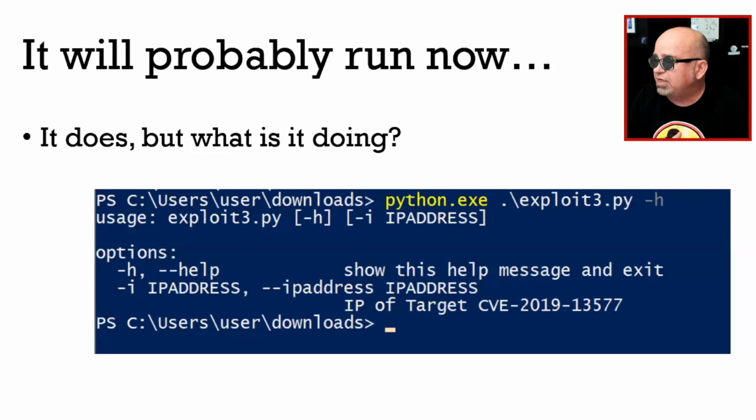Okay. So given that we're close to a functional exploit, we think, we can run it in Python 3 just to have Python check the syntax, and we're going to see that the script appears to run. And when we look at the help, we're going to see that we have to supply an IP address for this exploit, which will target the reported CVE 2019-13577. But wait, we need to understand a little bit more.